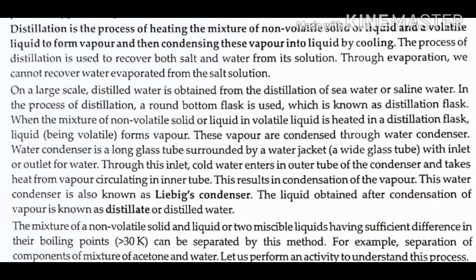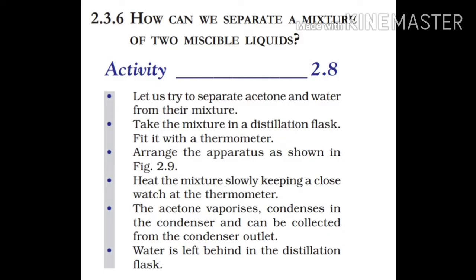A mixture of a non-volatile solid and liquid, or two miscible liquids having a sufficient difference in their boiling points, greater than 30 Kelvin, can be separated by this method. For example, separation of the components of a mixture of acetone and water. Let us perform an activity to understand this process. Activity 2.8. Let us try to separate acetone and water from their mixture.